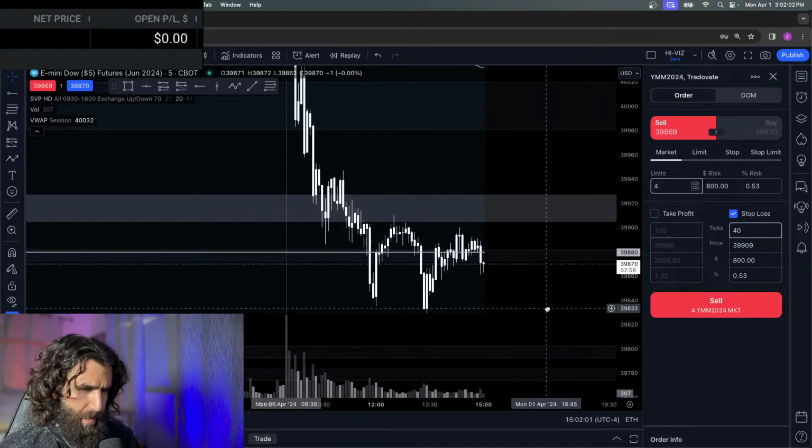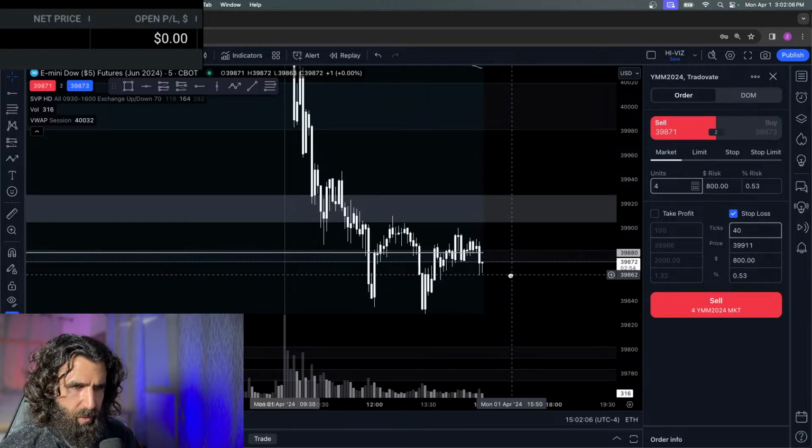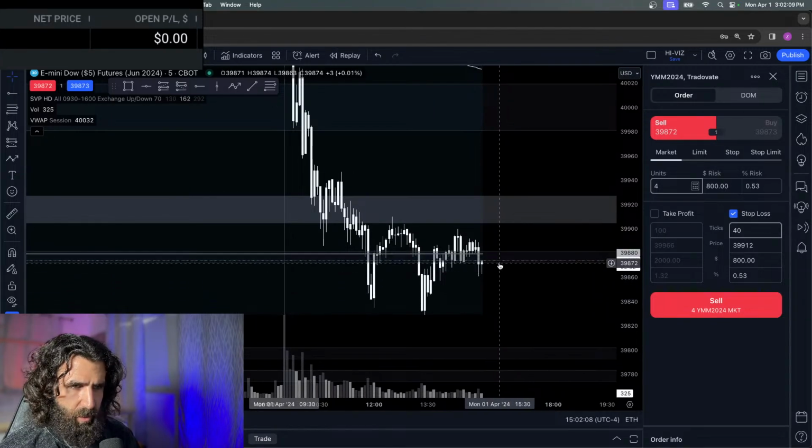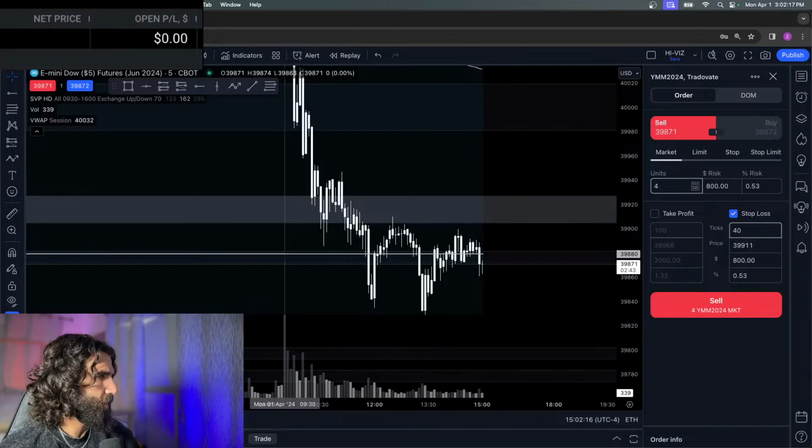But again, I'm watching market structure on this one, and I just don't love the first bearish candle coming down or the first bullish candle coming up as my indication. I'm gonna give it another candle, kind of see what happens, and go from there. Stream looks good.